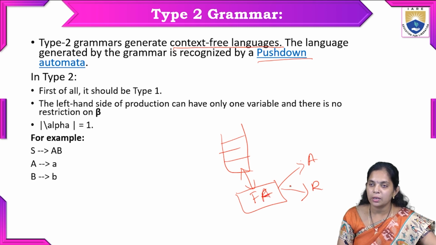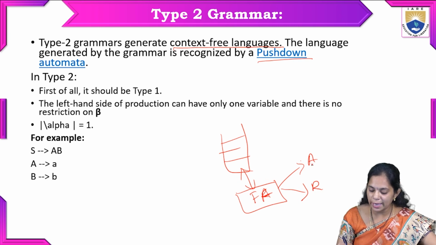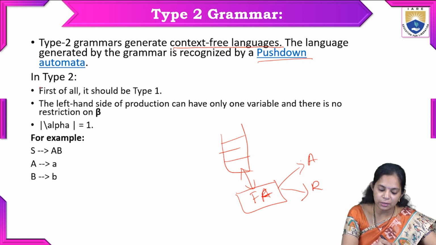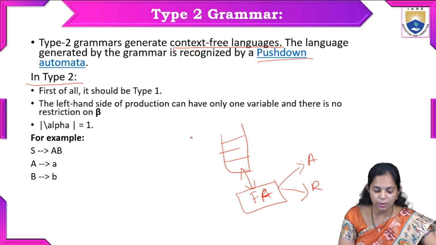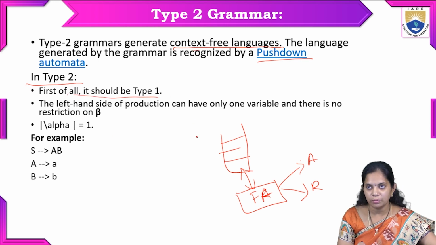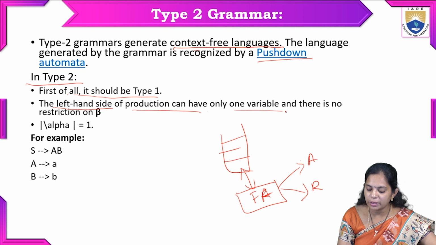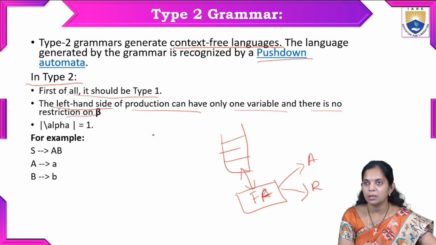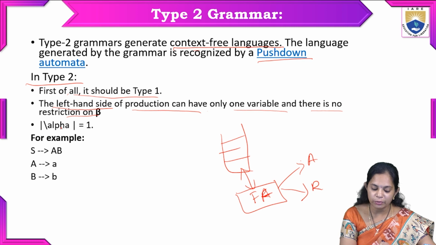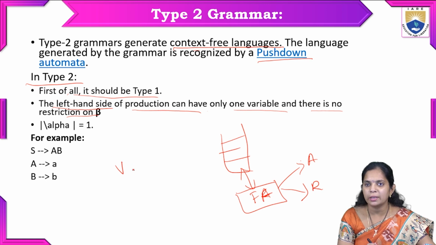Sorry, not finite automata, it is the finite control. Here we are moving elements into the stack and popping the stack, and based on that we will accept or reject the language. This type 2 grammar is named the context free grammar. First of all, it should be type 1. The left hand side of the production can have only one variable, and there is no restriction on beta. So on the left hand side only the V should be there, nothing other than that.